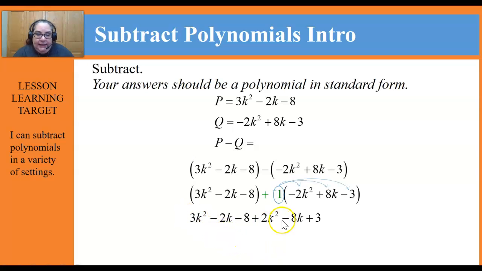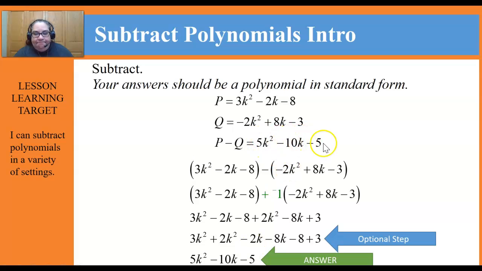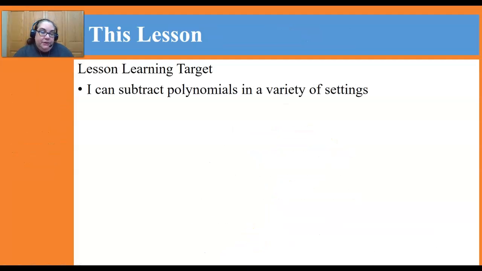So if you can see the like terms and you are comfortable working with like terms, you can go from here. Otherwise, you can rearrange them so that you are looking at like terms that are closer together. So 3k squared plus 2k squared, that's 5k squared. -2k minus 8k, that would be -10k. And then -8 plus 3 is -5. So that would be our answer. And I'll just write it back up here. Okay, so those were 2 examples of how you can subtract polynomials in a variety of settings.